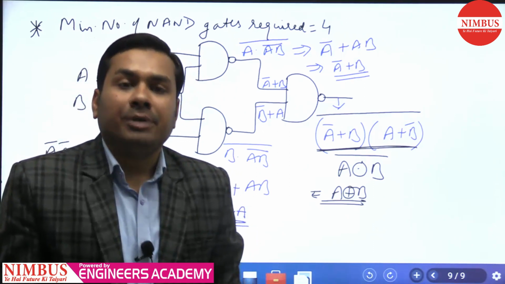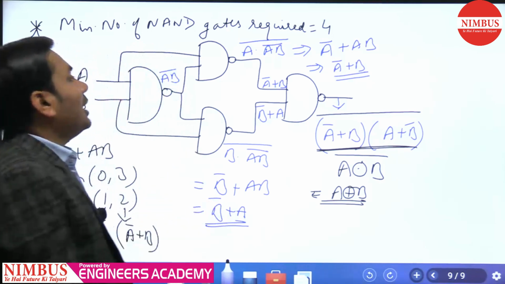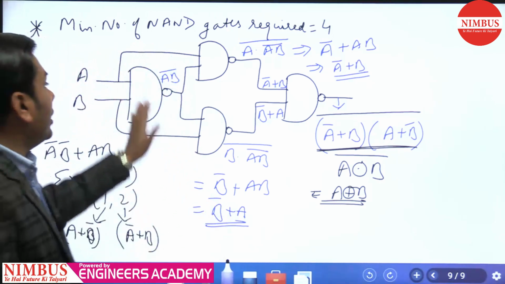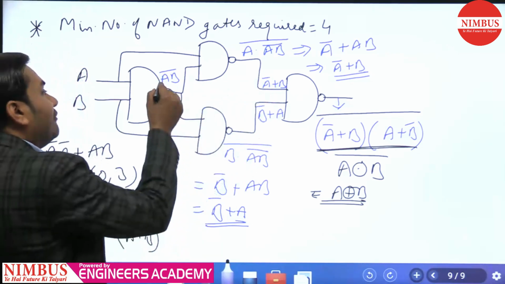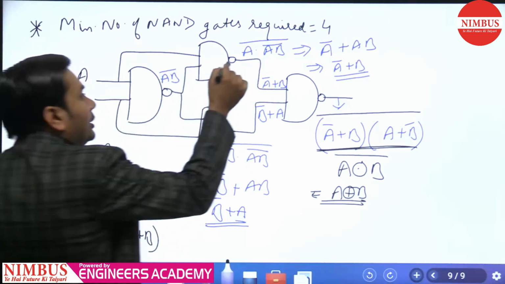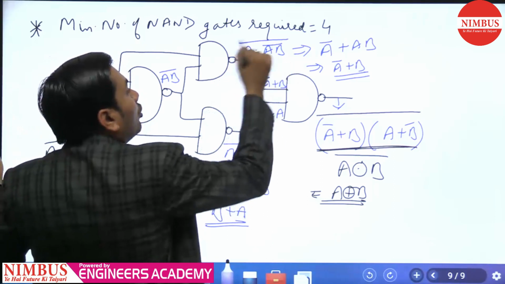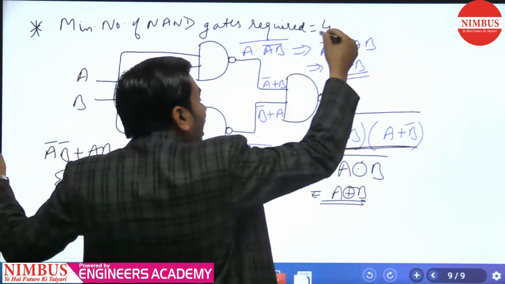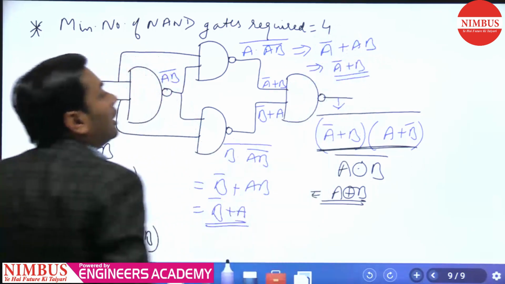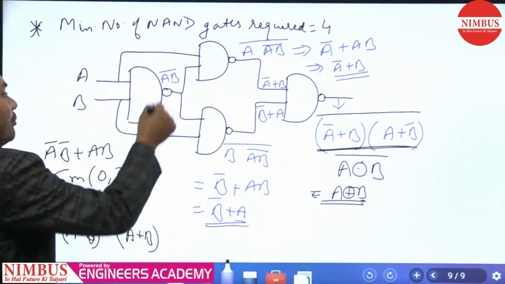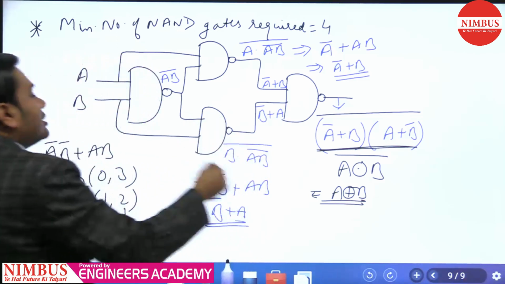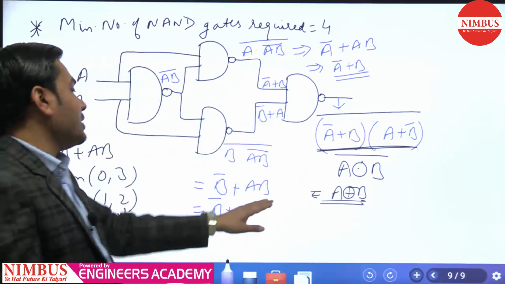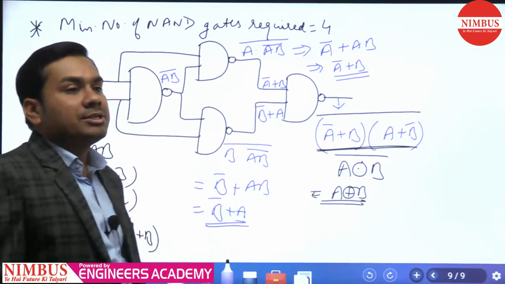That means for the XOR gate we have a requirement of 4 NAND gates. We are having AB bar here. Here we are having A dot AB bar whole bar, that is A bar plus AB. After the simplification we get A bar plus B. Same procedure here. We are having B dot AB bar whole bar. After the simplification we are getting B bar plus AB, and that is B bar plus A.